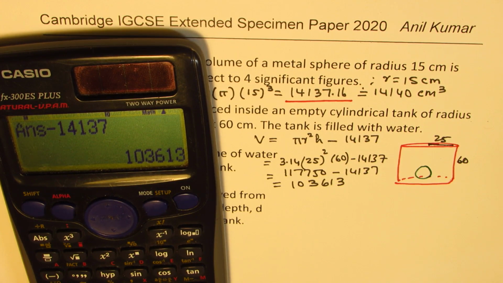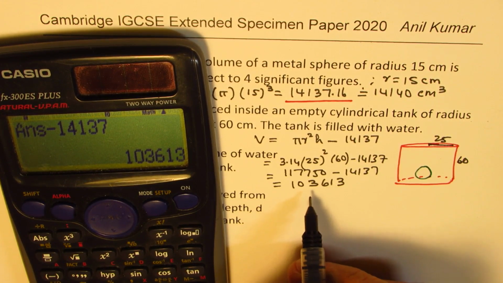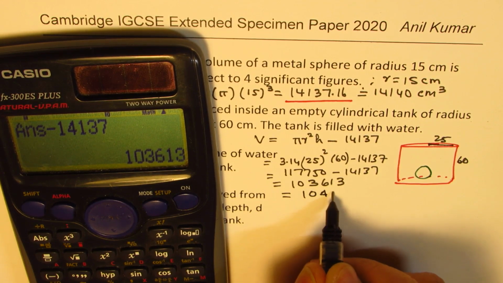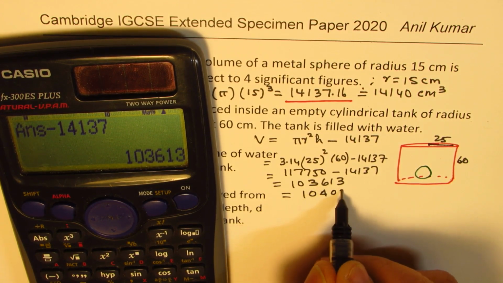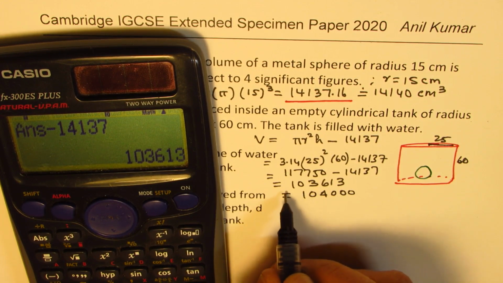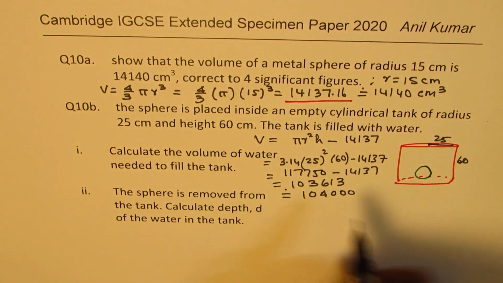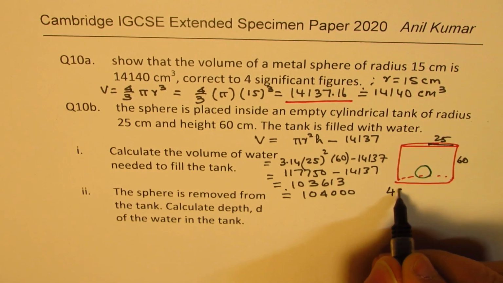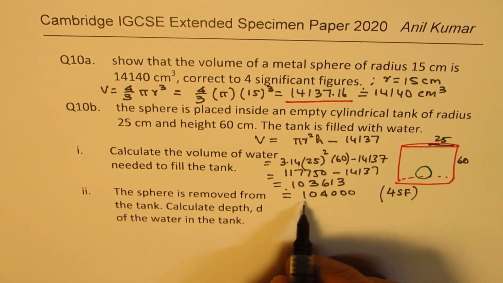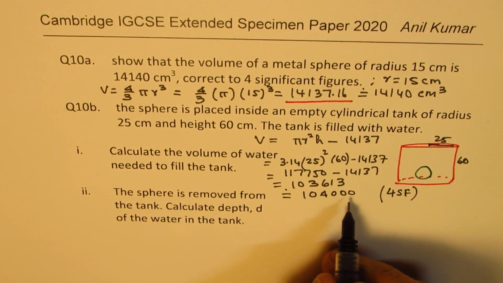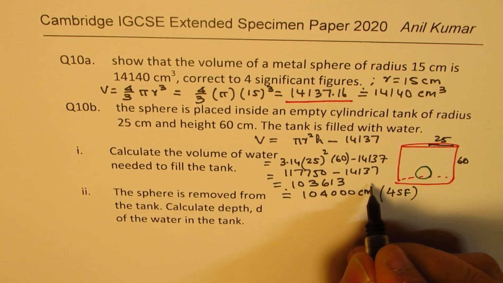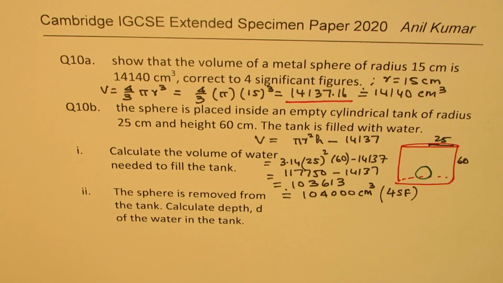Now in this particular case, when we are rounding our numbers to 4 significant places, I would like to write this answer as 104,000. So we round our answer to 4 significant figures and then write our answer as 104,000. Perfect. And the units will be centimeter cube. That much is the volume.